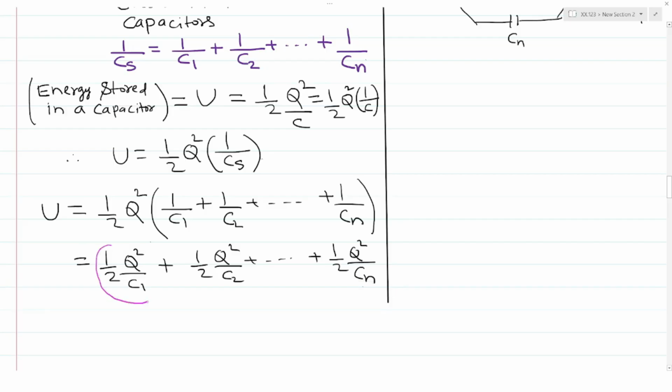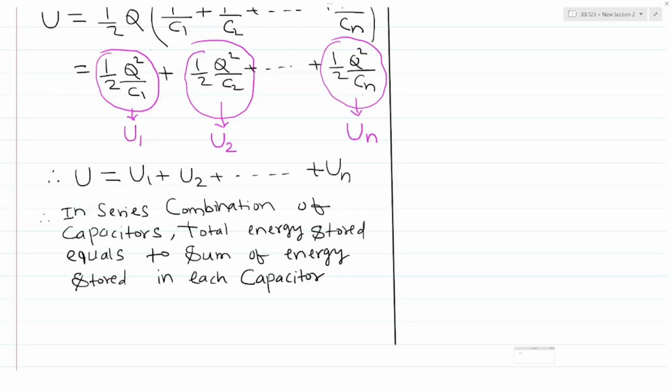But half Q square upon C1 is nothing but energy stored in the first capacitor, call it U1, and half Q square upon C2, call it energy stored in the second capacitor, denoted by U2, and so on. Half Q square upon Cn is nothing but energy stored in the last capacitor, that is the nth capacitor. We can denote it by Un. Therefore, U equals U1 plus U2 plus U3 and so on up to Un. Therefore, from the above calculation, it is clear that in series combination of capacitors, total energy stored equals the sum of energy stored in each capacitor.